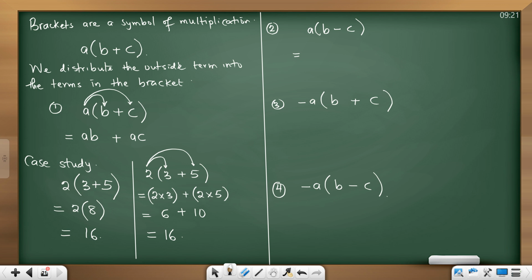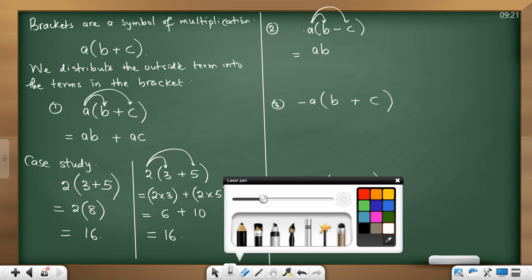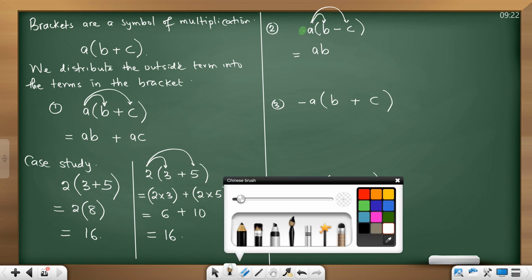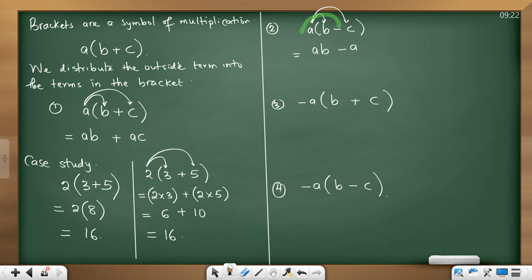Let's go ahead and look at number 2. What would I do? Again, distribute that. What would that be? A times B. Please watch this. A times B is AB. But the A there is a positive A. Now, what is positive times negative? That would give us a negative. And then A times C would give us AC. All right? The signs are important.